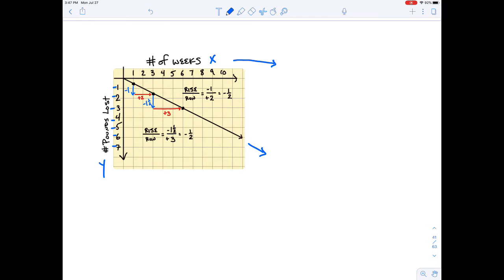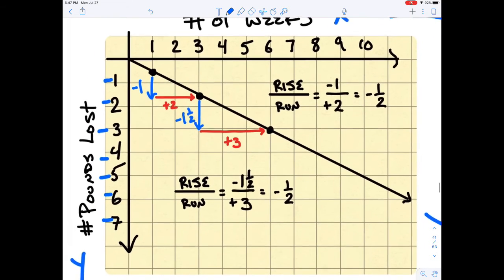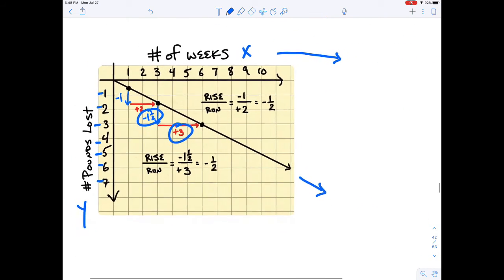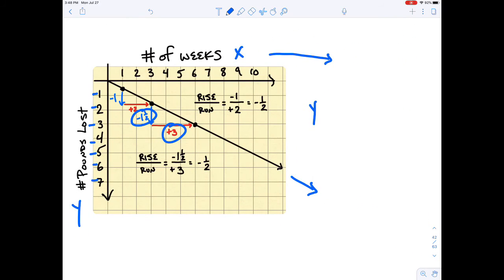So with my blue and my red, I'm going to zoom in. You can see that from any dot to any other dot, I'm going down 1 and then right 2, or the equivalent of that, right? So here I have down 1.5, that's my rise, and my run is 3. Again, -1.5 divided by 3 would be -1/2. My slope is going to be -1/2, so I can write y equals -1/2 x, and that's it.